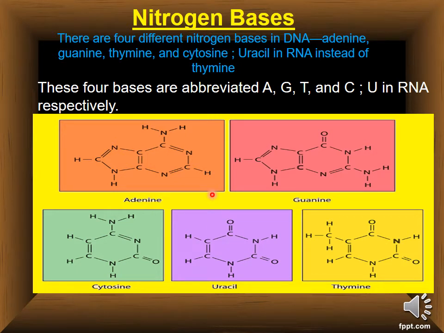So this is the structure of adenine and guanine, cytosine, uracil and thymine. You notice that adenine and guanine both have a double ring, one ring and another one. So a double carbon ring is present in the adenine and guanine. And cytosine, uracil and thymine all contain one ring, a single ring structure.